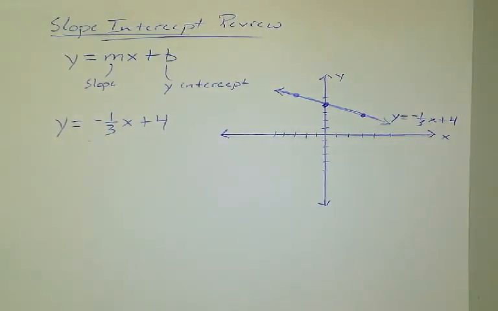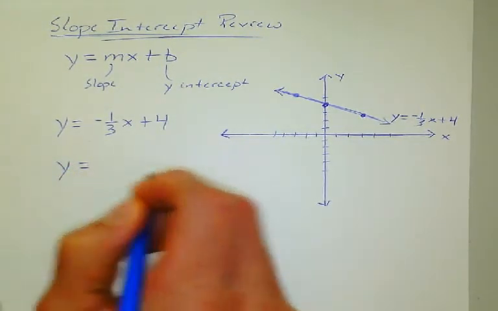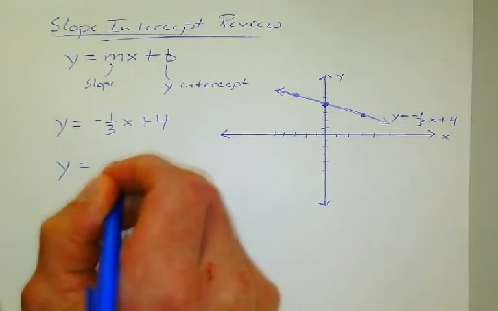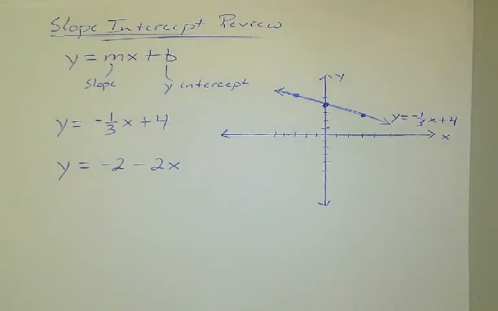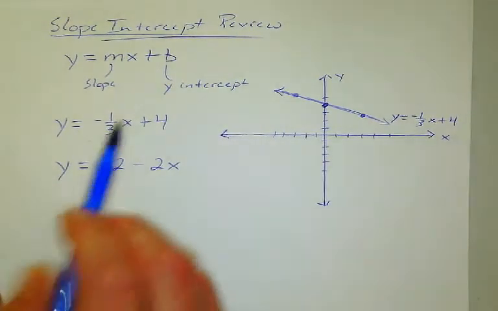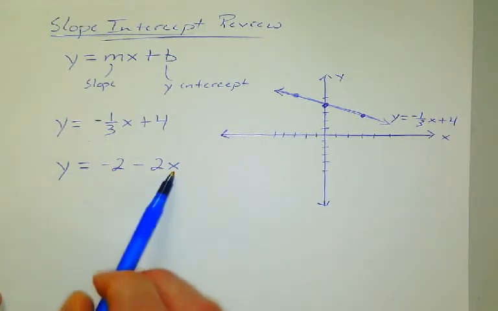Now there will be some tricky equations that you'll see. So let's do one more example where I'm going to try to confuse you. Say you have an equation for y equals negative 2 minus 2x. Now, that is slope-intercept form. They just reverse the order of the slope and the y-intercept. They put the y-intercept first and the slope second.